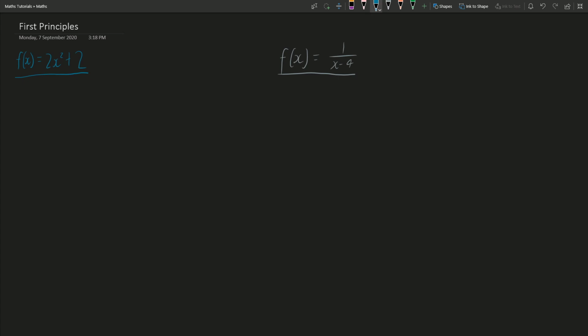And I know I said in the previous video that I would just leave a tutorial, but after rewatching that tutorial, it was pretty good, but I think we could probably do it a little bit more concisely. So let's start off with 2x squared plus 2.